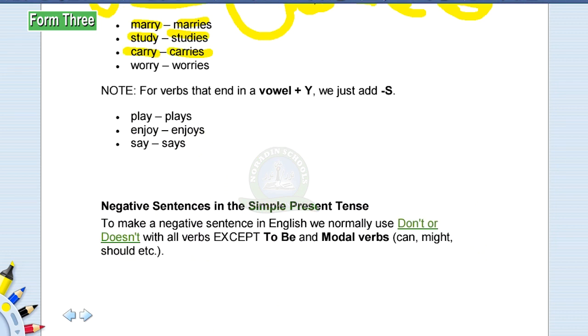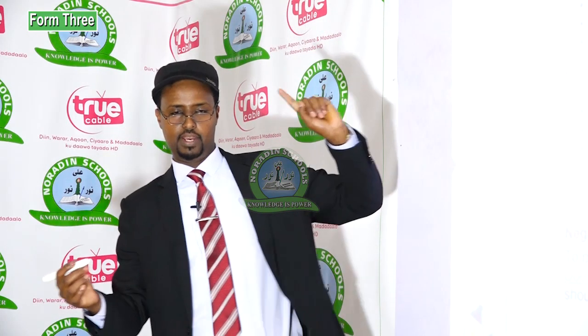So let's take a look at this note. Note: for verbs that end in vowel Y, we just add S, because Y has the sound of a vowel. So you say what? Play, and then plays. He plays, not he played.